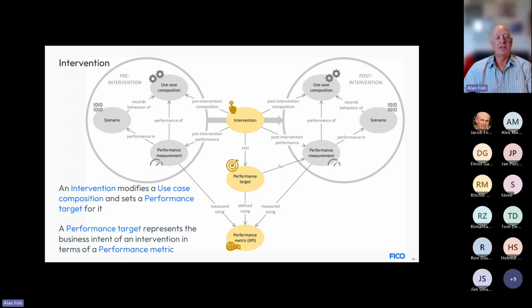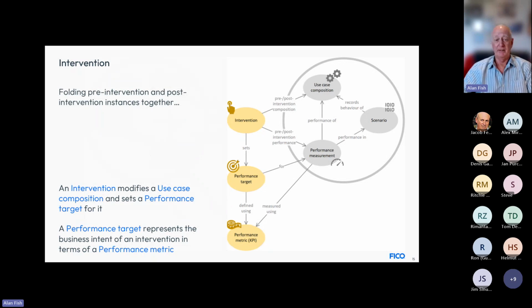Now, you notice that the pre-intervention and post-intervention areas there are just different instances of the same concept, so I can simplify this diagram just by folding them together. So we have our intervention, and the relationship, I'm basically cheating by drawing two relationships as one there, between the intervention and the use case composition and performance measurement. What I have in mind is that the intervention would be associated with the deployment of a new controlled version of the decision solution.